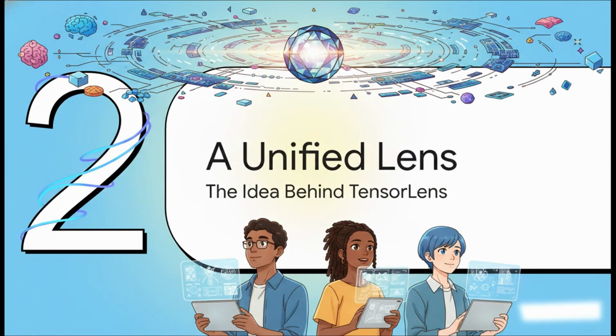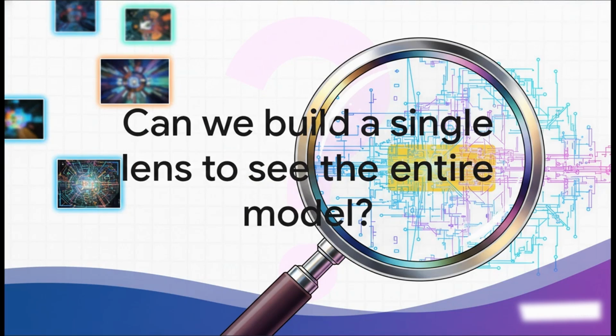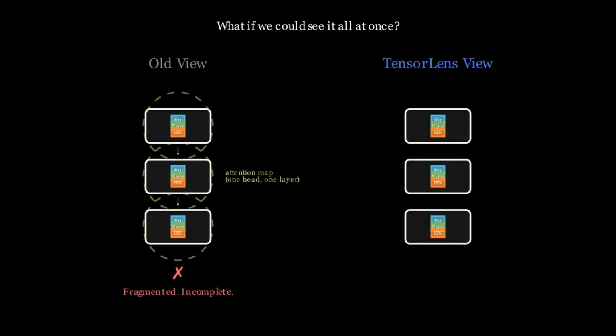So how do we fix this? How do we get out of this fragmented, piece-by-piece view? Well, this is where the big idea behind Tensorlens comes into play, and it is a really clever solution. So the authors asked a really powerful what-if question. What if, instead of trying to stitch together all these tiny, blurry snapshots from different attention heads, we could just build one single, powerful lens? A lens that could see the entire model's computation from input to output all in one go.